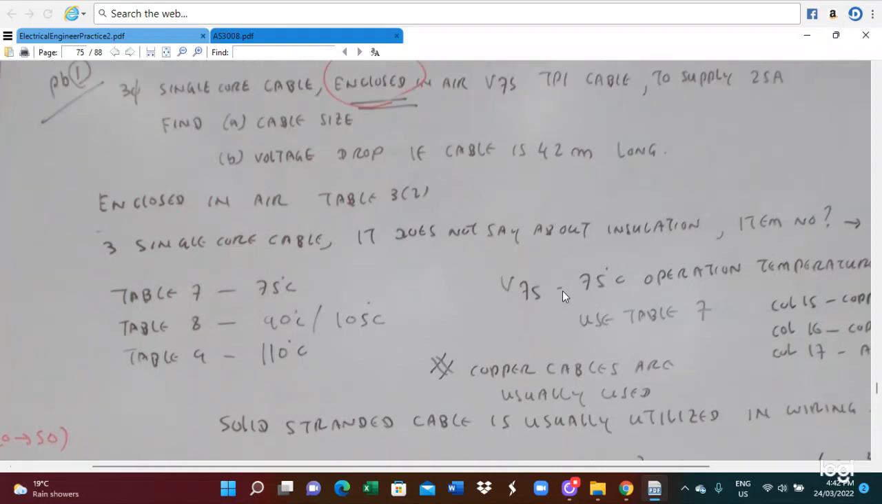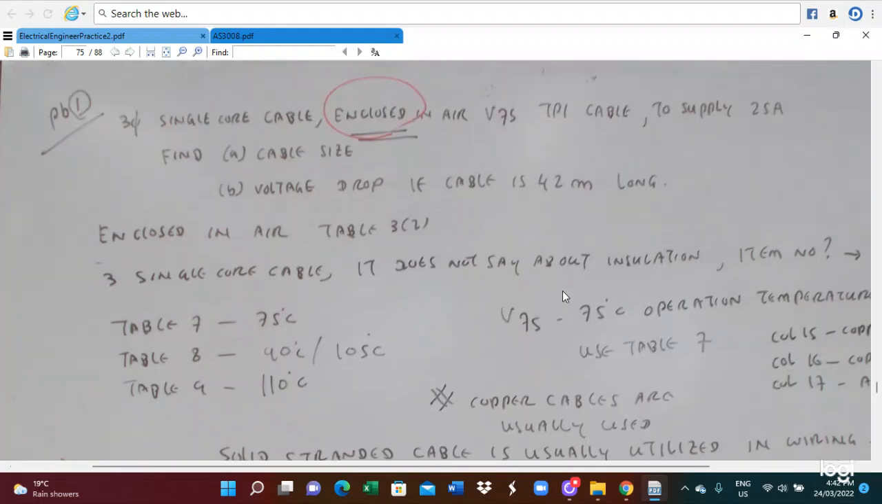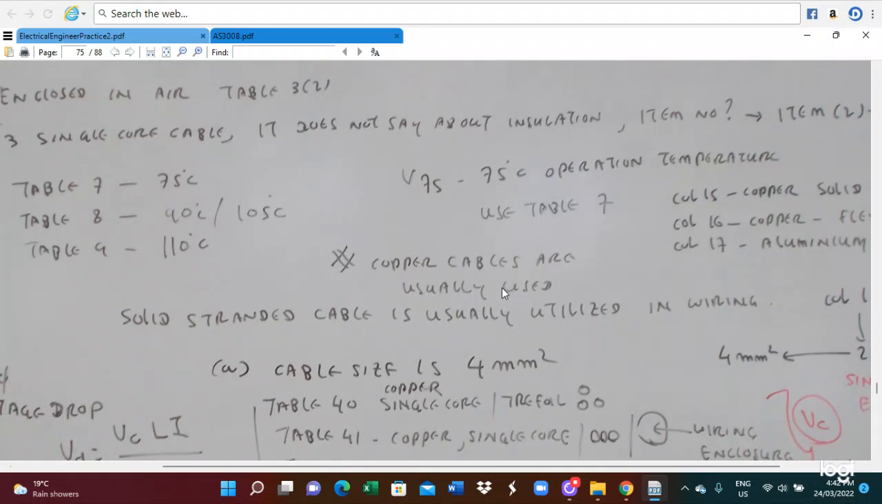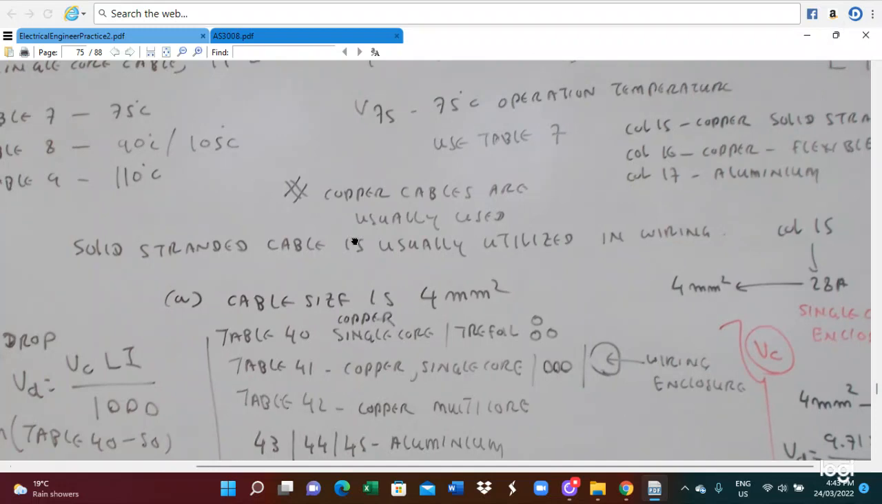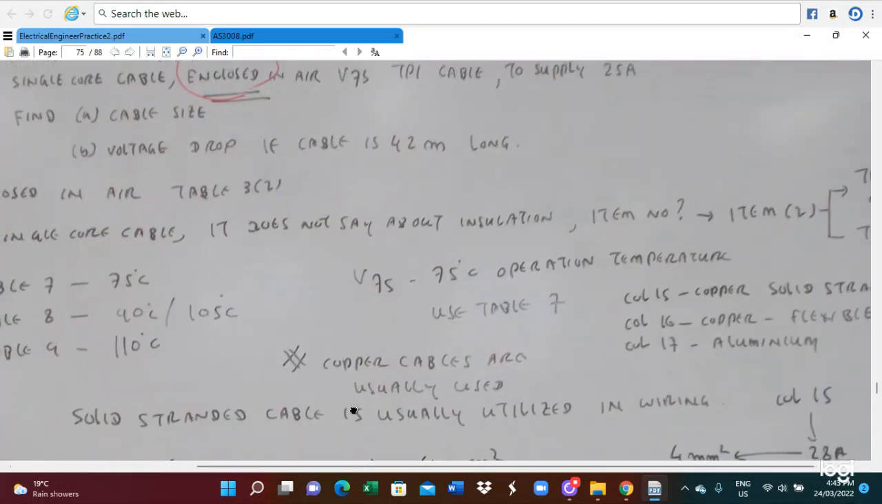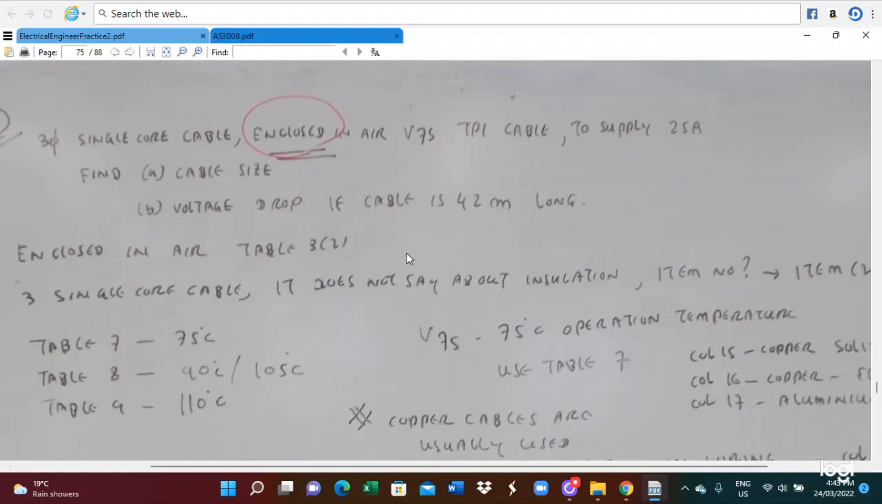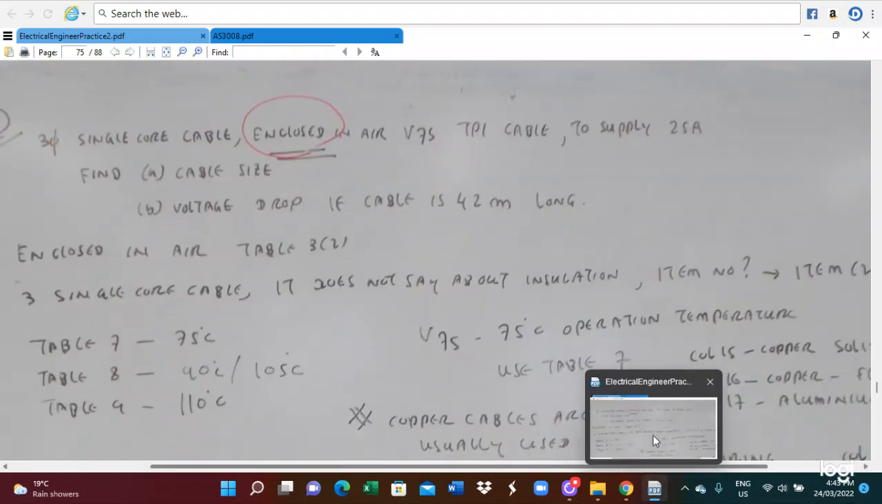In this case, we also have to calculate the given size. The solid stranded is utilized. So how much current is given? The supply is 25 ampere. So the current requirement is 25 ampere.